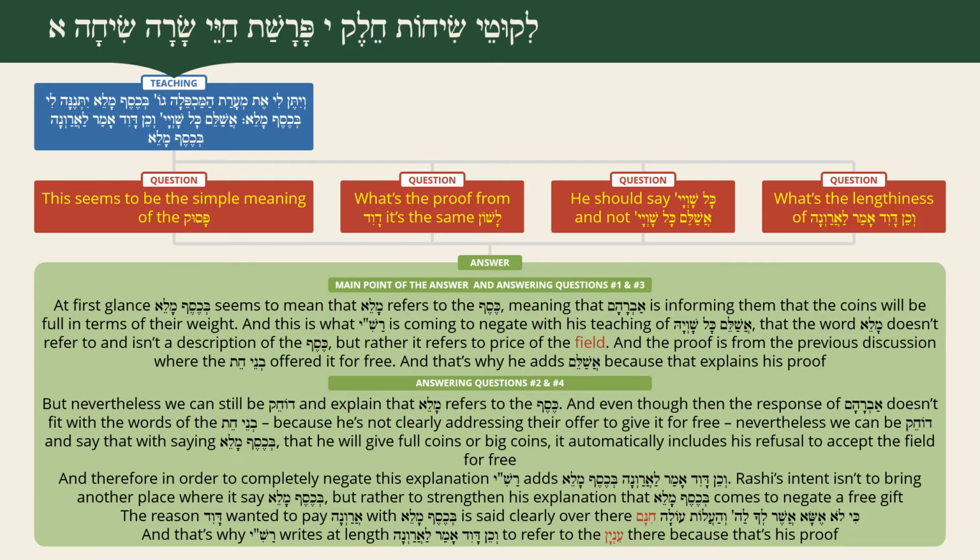It's from looking at the conversation that occurred over there that we're able to see that the word male from bekesef male comes to say that he's going to pay for it. Because just like there, it has to mean that he's going to pay, because it says that he wants to do bekesef male and not chinam. So too over here, when he said bekesef male, it must be that he's responding to their offer to take it chinam for free. And he's saying, no, bekesef male, ashalim, I'm going to pay kol shavia, the whole value.